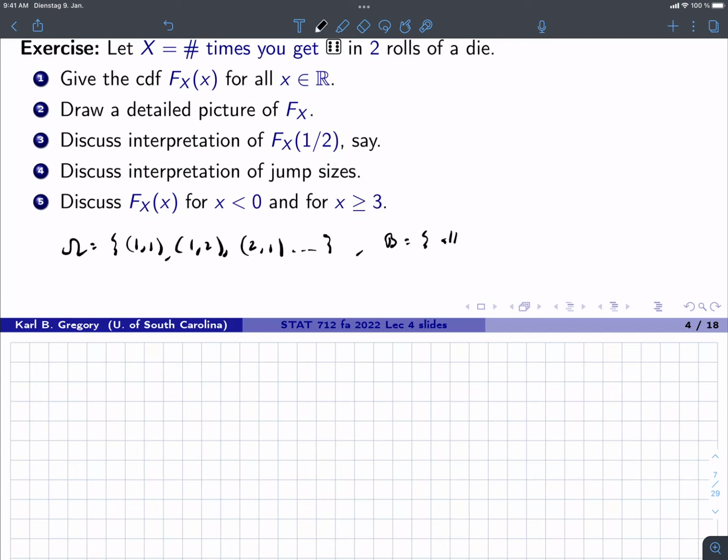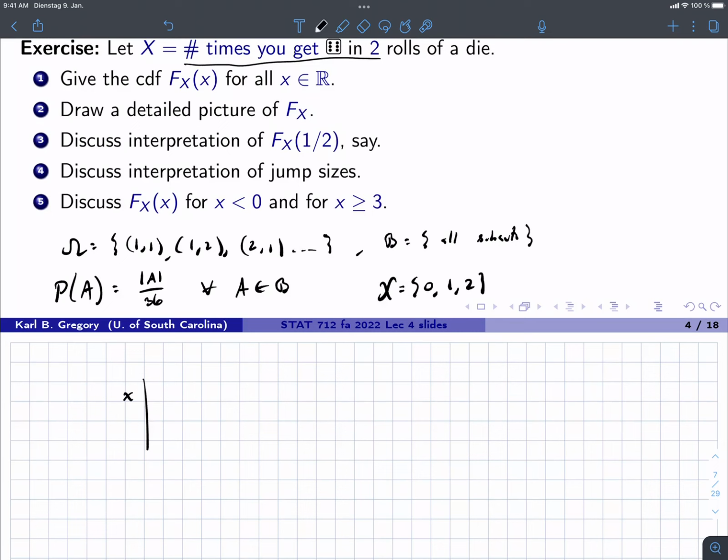The sigma algebra will just be all subsets, and P of any set A is just going to be the number of outcomes in A divided by 36, for all A in this sigma algebra. And X is equal to the number of times I get a 6. So first of all, let's figure out the support of X. Number of times I get a 6, so it could be 0, 1, or 2.